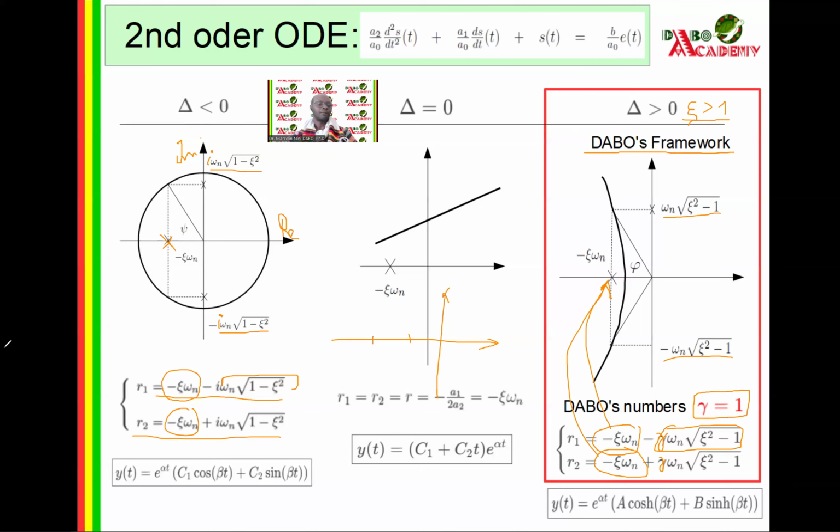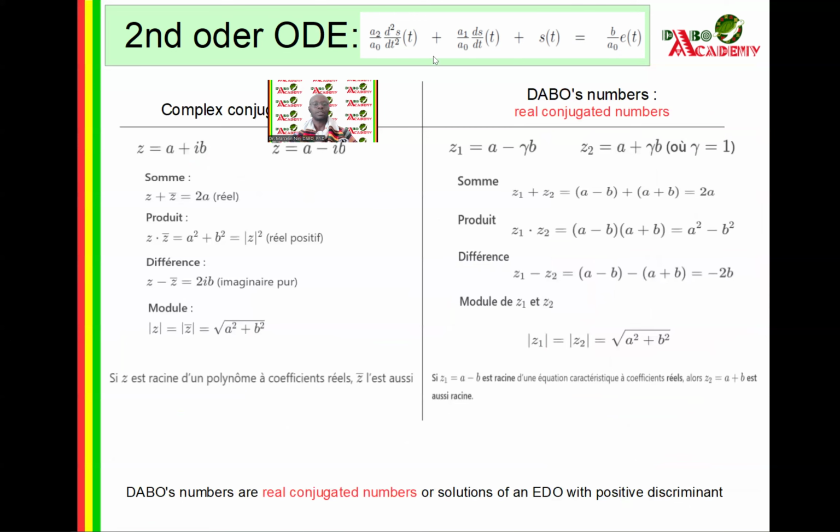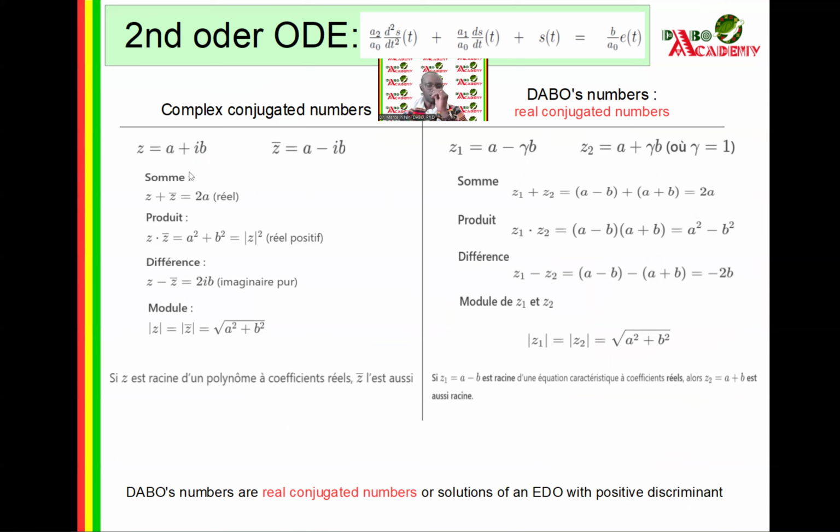Those properties, as you can see, are shown here. Recall that for complex conjugated numbers, you have z equal a plus ib, z bar equal a minus ib, and then for the sum, you have the result, product, difference, module. For the Dabo numbers, the real conjugated numbers are given here. I consider z1 and z2 belonging, of course, to real numbers, and the gamma that I have introduced is equal to 1. z1 is equal to a minus gamma b, z2 is equal to a plus gamma b. If one of them is a solution of a characteristic equation with real coefficients, the other one also is a solution. Exactly the same for complex conjugated numbers, as you can see here. It is written in French, of course.